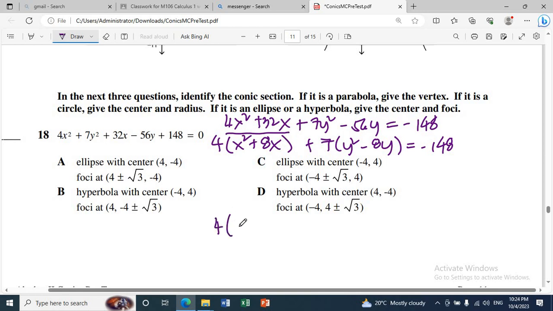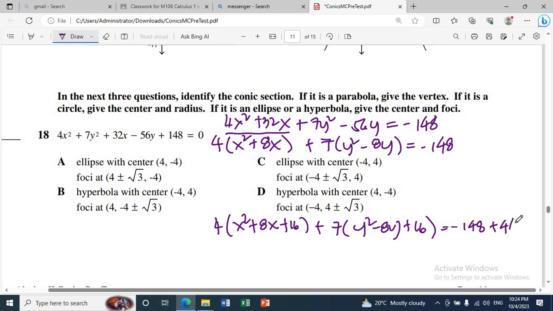So 4 times x squared plus 8x. So 8 divided by 2, that is 4. 4 squared is 16. Plus 7 times y squared minus 8y. Negative 8 divided by 2 is negative 4. You square that, that is 16. Is equal to negative 148. And then we have added 4 times 16, and then 7 times 16.